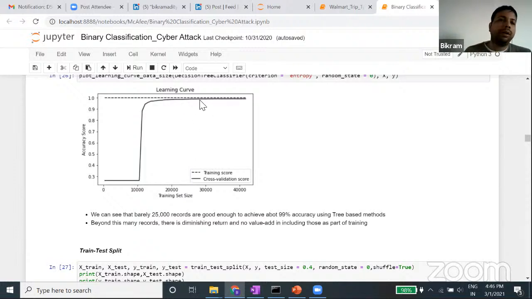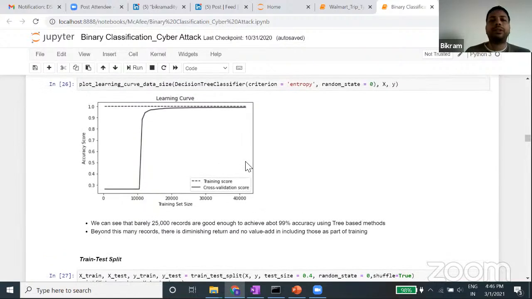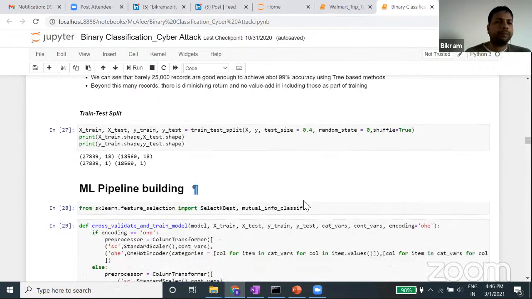So here, having this much of data doesn't make any sense. Your training score and cross validation score are almost same. You see, beyond this, there is this called diminishing return, right? So you are not really getting a lot of return. So even if you have so much of data, you may not want to use it. So this is another interview question. How much data is enough for you? How will you know, right? So you can test it and see it.